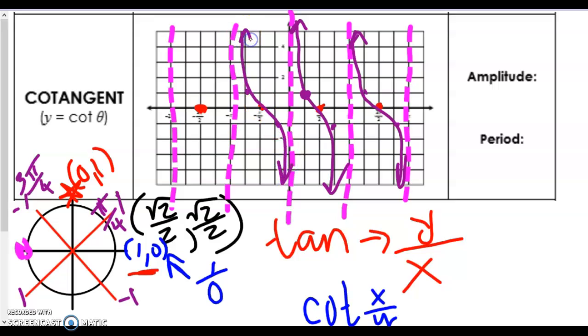So think about for a second, what is my amplitude? Well, there isn't one because it doesn't turn up and down. The period, the whole graph happens within a pi. You can see that best from 0 to pi in this one. For the tangent, it was negative pi over 2 to positive pi over 2. Well, it's still pi that you're moving. So that is the basic of your cotangent graph.